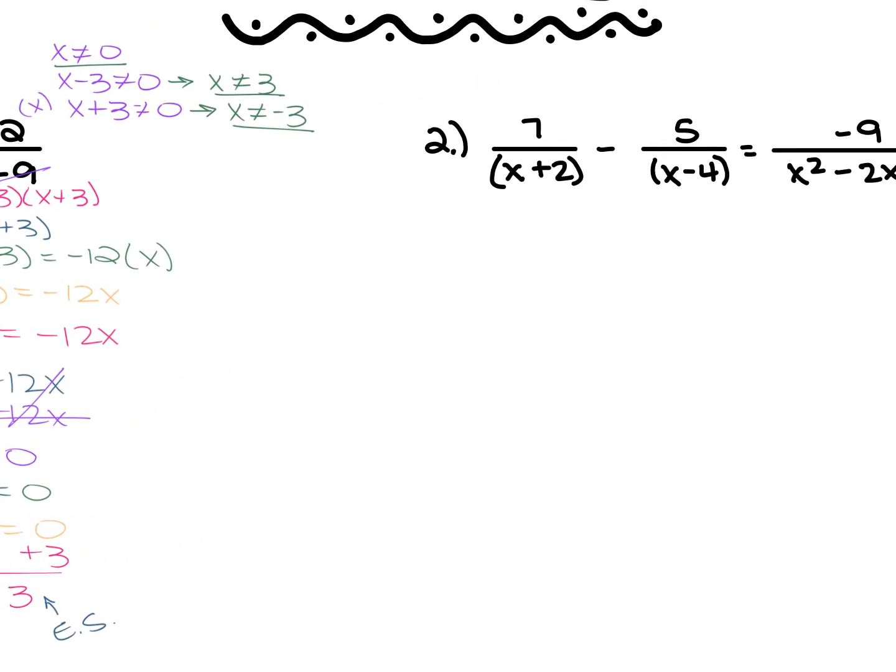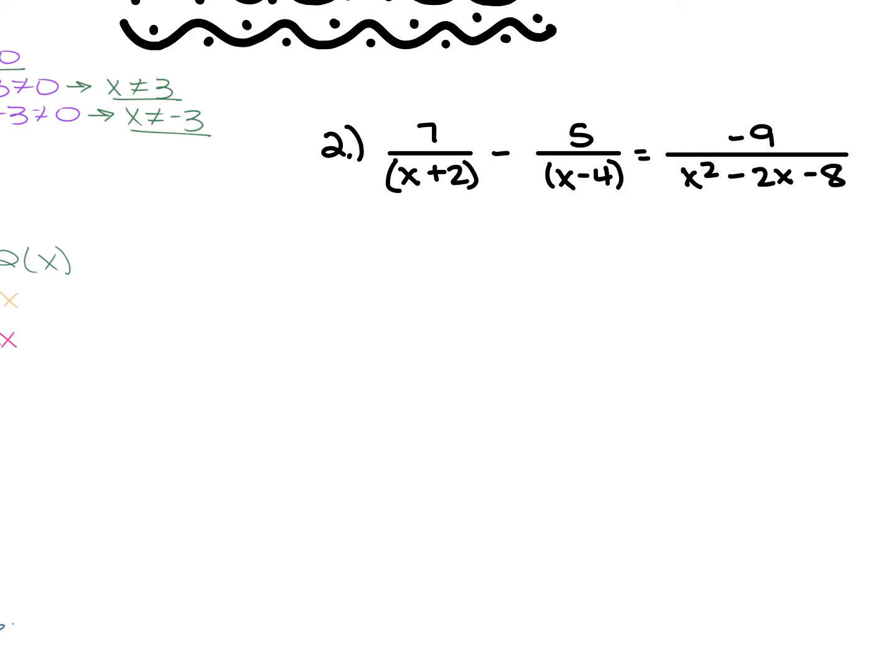For number 2, we have 7 over x plus 2 minus 5 over x minus 4 is equal to negative 9 over x squared minus 2x minus 8. That x squared minus 2x minus 8 does factor to give you x plus 2 times x minus 4. So your least common denominator here is the x plus 2 times x minus 4. So we will multiply each of these fractions by whatever is missing from our least common denominator.